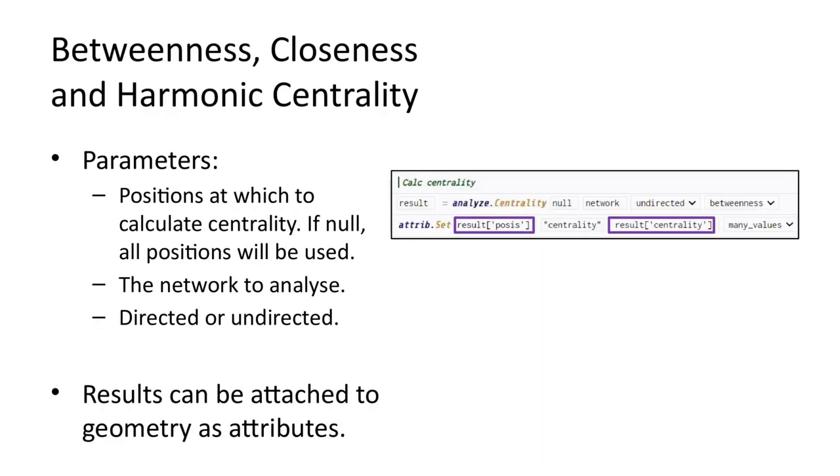For the analyze.Centrality function, the first two parameters are the same. They are the positions where to calculate centrality and the entities that define the network. In this case, there is no alpha parameter. The third parameter allows you to set directed or undirected. And the fourth parameter allows you to select betweenness, closeness, and harmonic centrality. In the example code, the centrality values are attached to the positions.